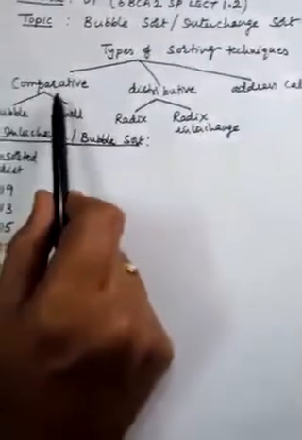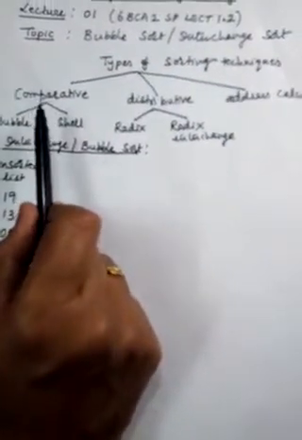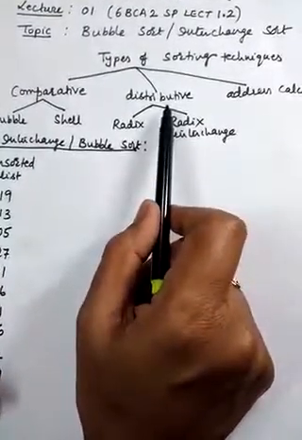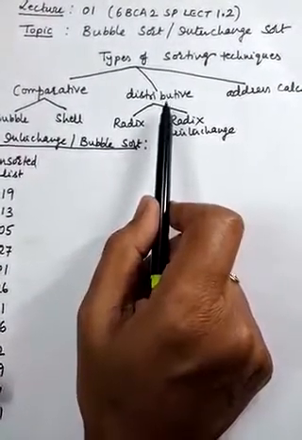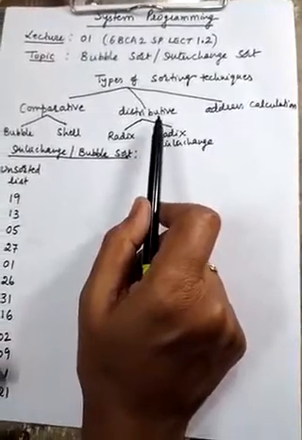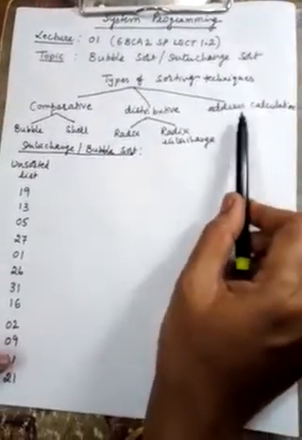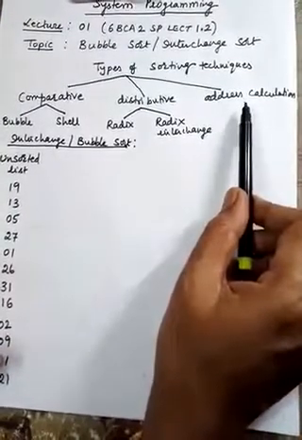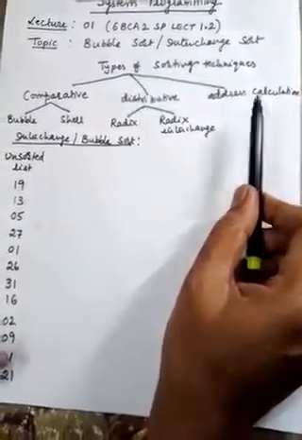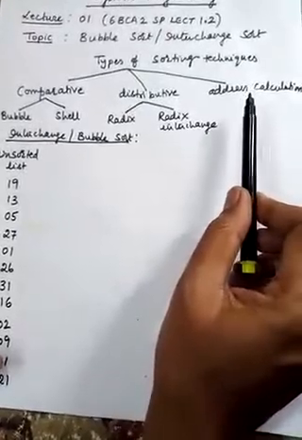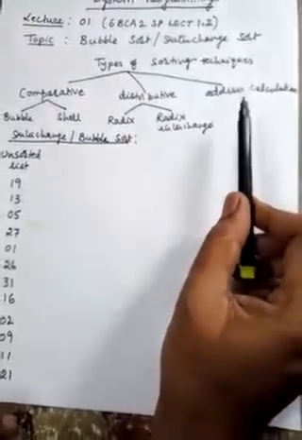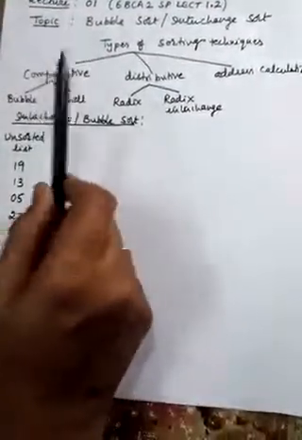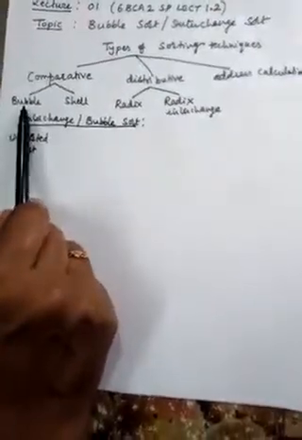So in the comparative sorts, two elements will be compared at a time, and in distributive sorts the sorting is done by examining every digit in the element, whereas in the address calculation sort the key is converted into an address approximately where it belongs. So let us explain all these sorts in detail, but in this lecture we are going to explain the example of one comparative sort, that is the bubble sort.